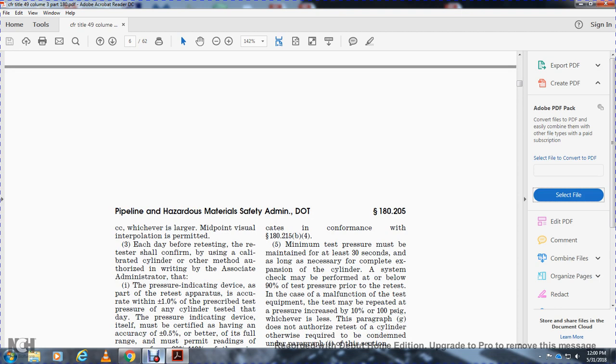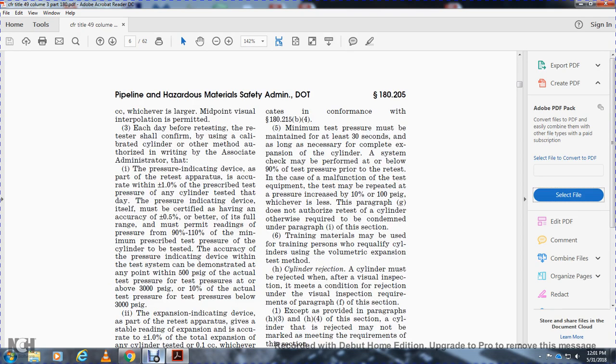Midpoint visual interpolation permitted. Each day before the retesting, the retester shall confirm that you with the calibrated cylinder with the other method, the authorized rating and the association administrator of the pressure indicated by for the part with the retest for the apparatus accurate within plus or minus 1% with the prescribed test pressure for the cylinder tested.